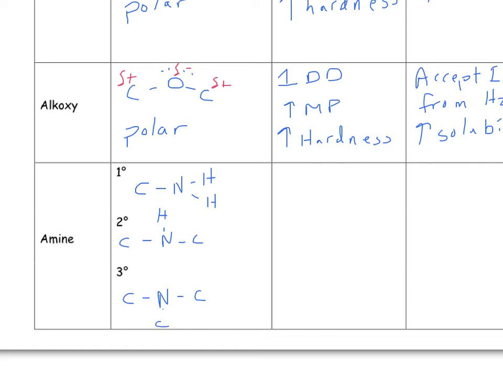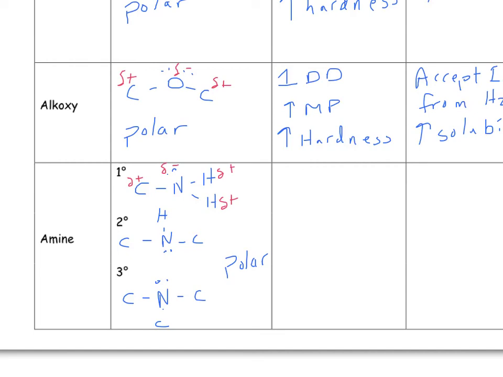Now, each of these nitrogens also has a lone pair of electrons on it, which gives it a trigonal pyramidal shape around the nitrogen. Because I have polar CN bonds and polar NH bonds, this makes my compound polar. Where the carbons would be slightly positive, my nitrogen would be slightly negative, and my hydrogens would be slightly positive on each variation of the amine.